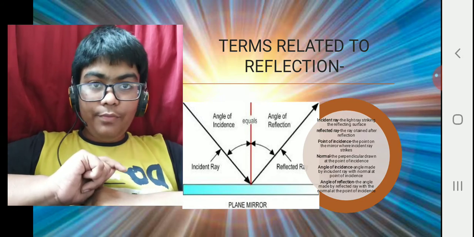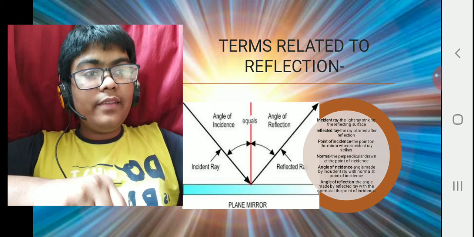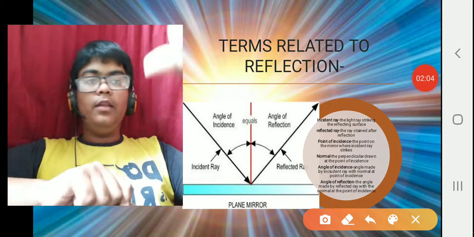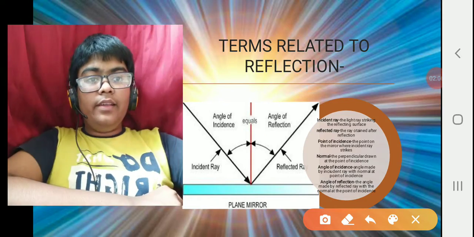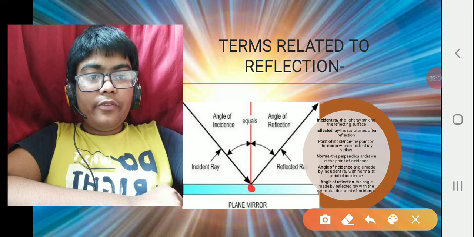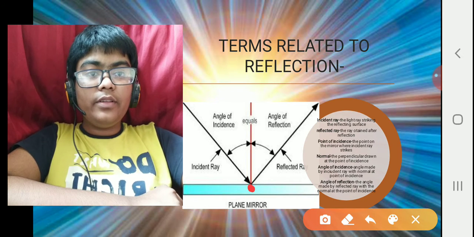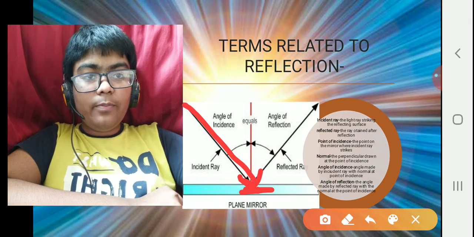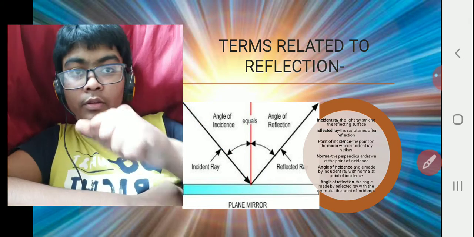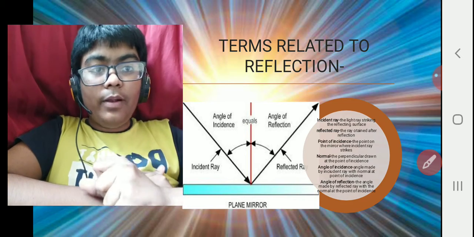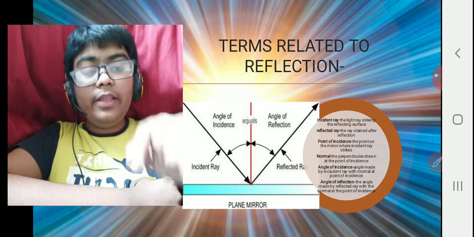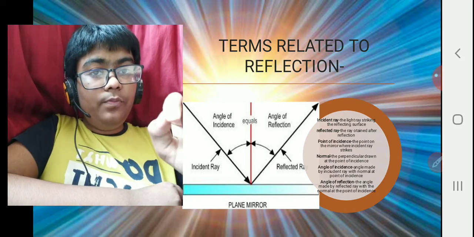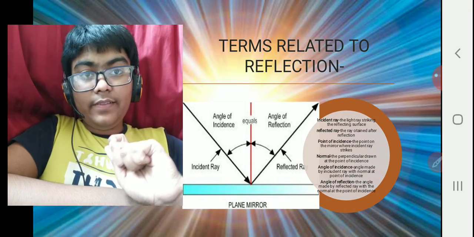Then you have the point of incidence. The point of incidence is the point where the incident ray strikes the mirror surface. So here the incident ray is striking at this point. So this point is the point of incidence on the mirror. Then you have the normal. Normal is the perpendicular drawn at the point of incidence. This is usually taken to denote the angle of incidence and angle of reflection.